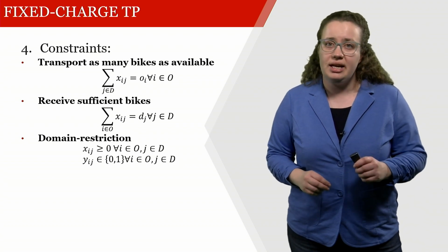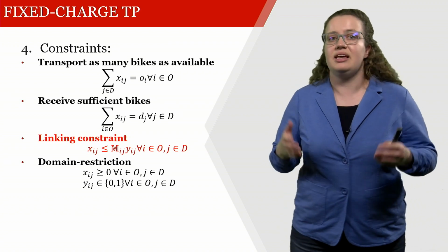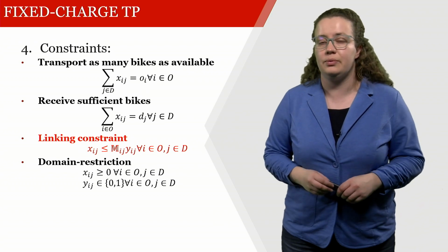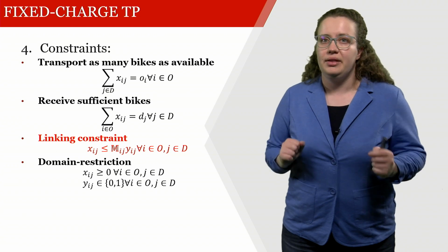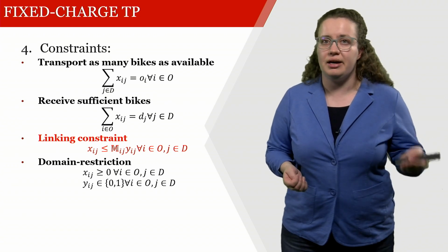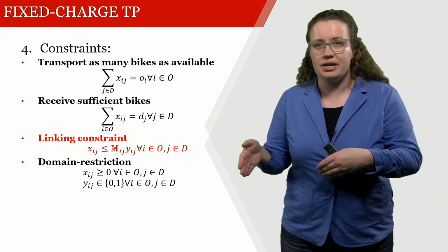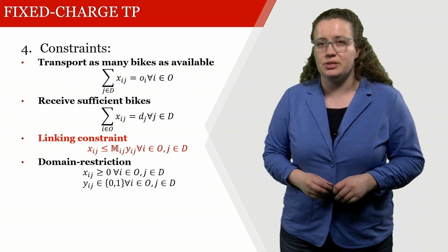So what we additionally have to add are so-called linking constraints, which tell us that x_ij is less than or equal to some big M multiplied with y_ij. So if y_ij is 1, then x_ij can take an arbitrarily high value. But if y_ij is 0, then the entire right-hand side of this constraint is 0, which means that x_ij also has to be 0.